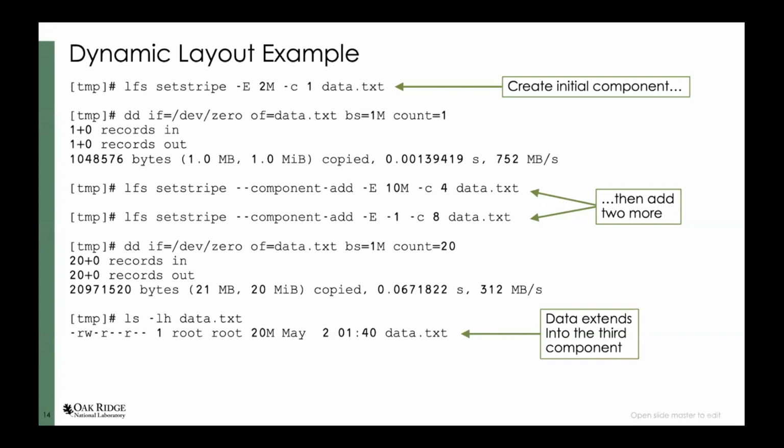And then before we write any more data, we decide to throw in 2 more components. We have one that goes up to 10 megs, and then another one that covers the rest of the file, each with differing stripe counts. And from that point, we could go in and say, okay, now we're going to write 20 megs to it, and there's no problem at all with that. It fills up the first component, the second component, and writes into the third component. And as you can see, if you do ls -lh, it has the full 20 megs in it, and that data has been extended into the third component.